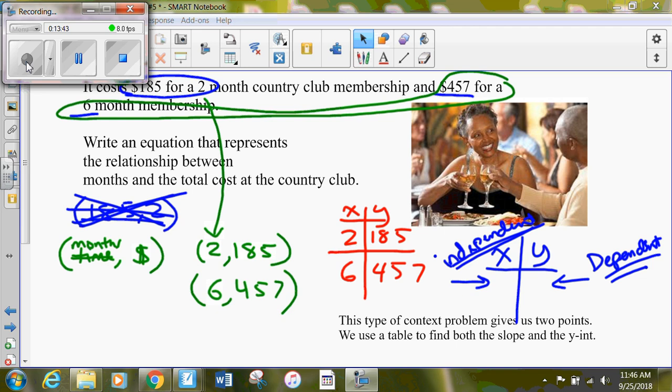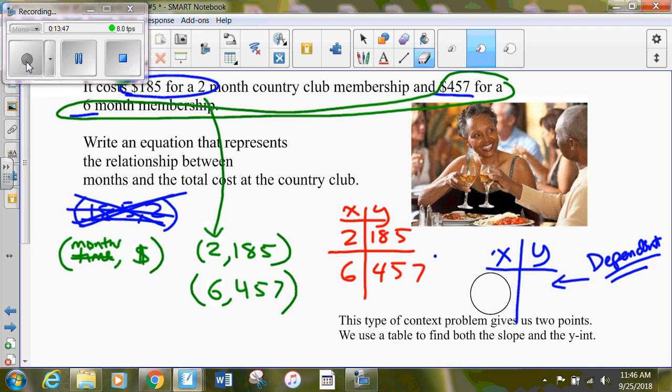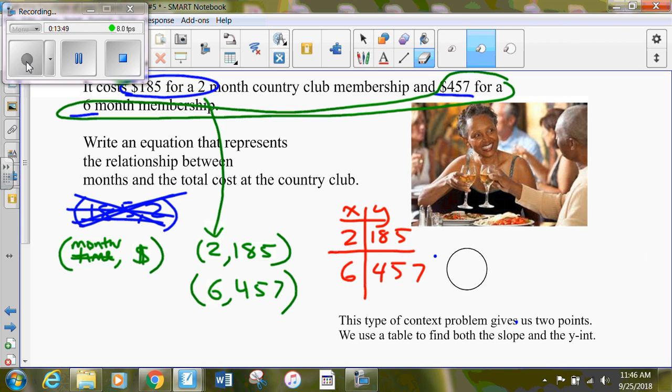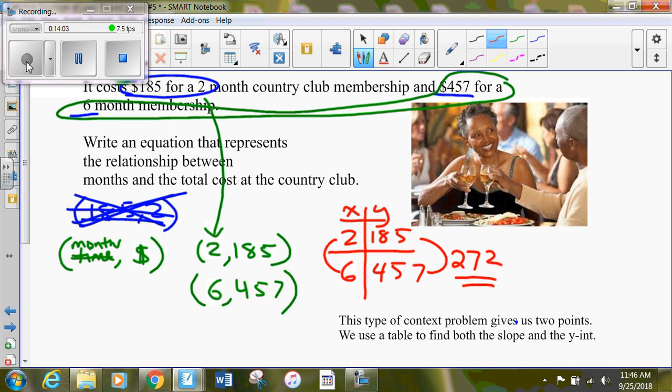Okay, I've got a calculator, and so now we're going to do our hoops. I'm going to go ahead and get rid of my independent and dependent so it doesn't get in our way. So let's do our hoops. When we do those hoops, we're going to say 457 minus 185, and we see that we have 272. And then when we do the hoops on this side, 6 minus 2 is 4.